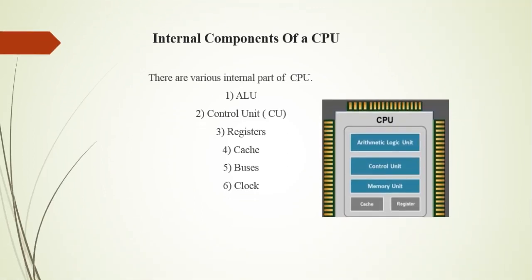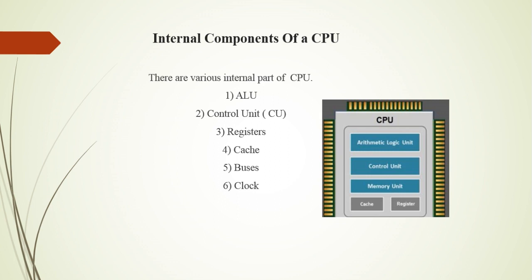Let's see the internal components of a CPU. There are various internal parts of a CPU, which are ALU, control unit, registers, cache, buses, and clock. Arithmetic and logical unit, also known as ALU, is responsible for arithmetic logic calculations and decision making within the system. It acts as a bridge between a computer's primary and secondary storage. All information exchanged between primary and secondary storage passes through the ALU. ALUs are used for addition, subtraction, multiplication, division, comparison of two numbers, and Boolean operations.